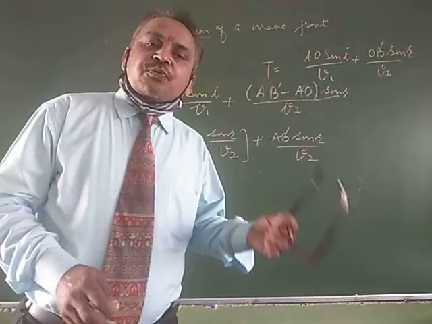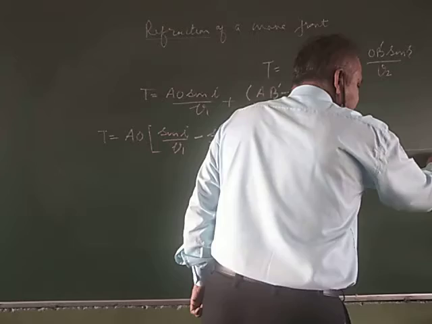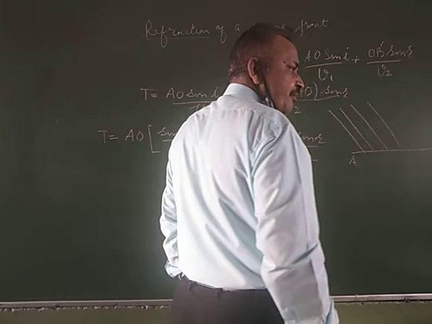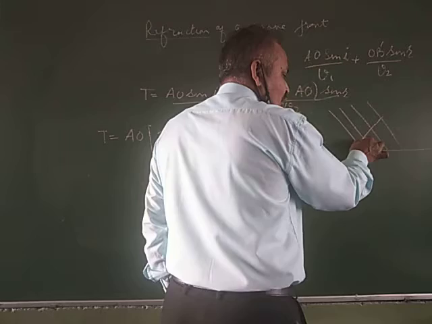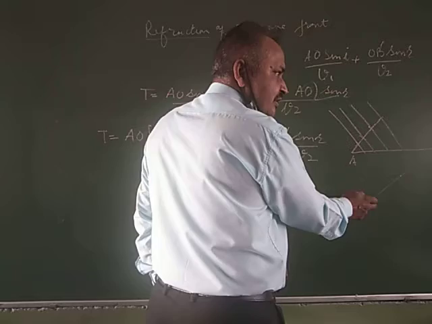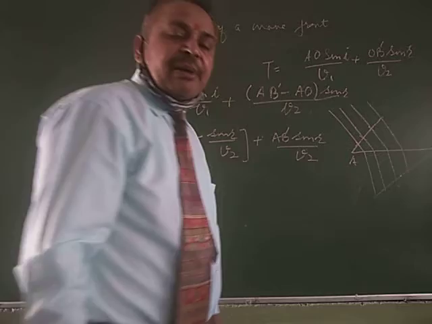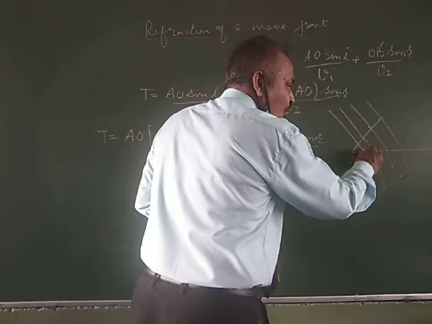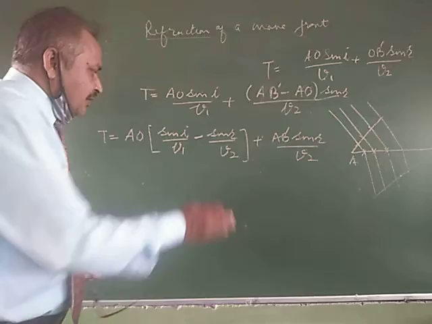Now, suppose this is A and this is B dash, these are the different waves which are incident. Every point on this incident wavefront, whether we talk about this, this, or this, will reach the refracted wavefront at the same time, by taking the same time. So it should be independent of whether O is here or here or here. But that is only possible when this term containing AO becomes zero.